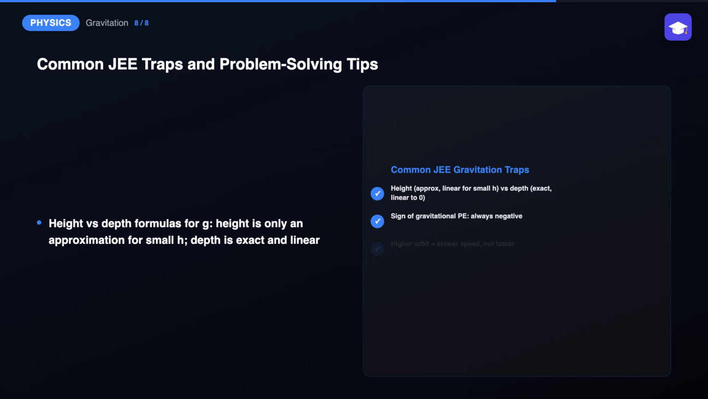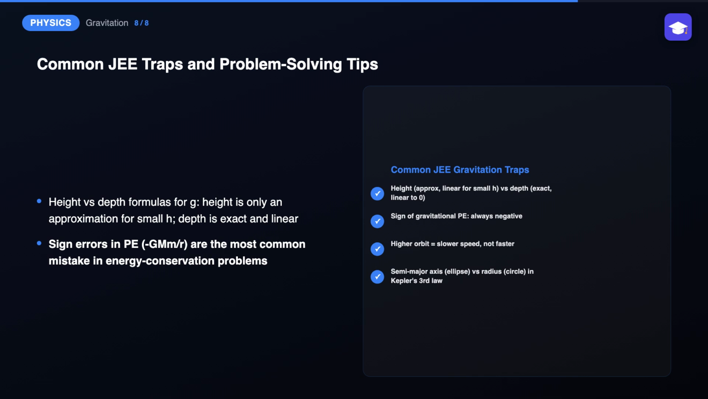A few specific traps show up year after year in JEE gravitation problems, and knowing them in advance saves genuinely valuable exam time. The first trap: students frequently confuse the height variation and depth variation formulas for g. Remember, height decreases g roughly linearly only as an approximation for small h, while depth decreases g exactly linearly all the way to zero. If a problem gives you a height or depth comparable to Earth's own radius, you cannot safely use the small h approximation. You must instead go back to the full, exact inverse square formula.